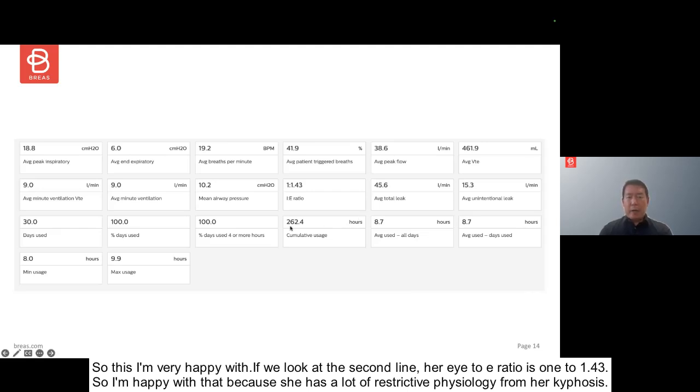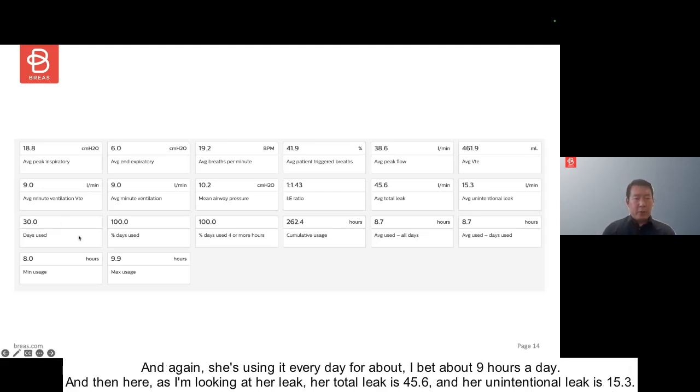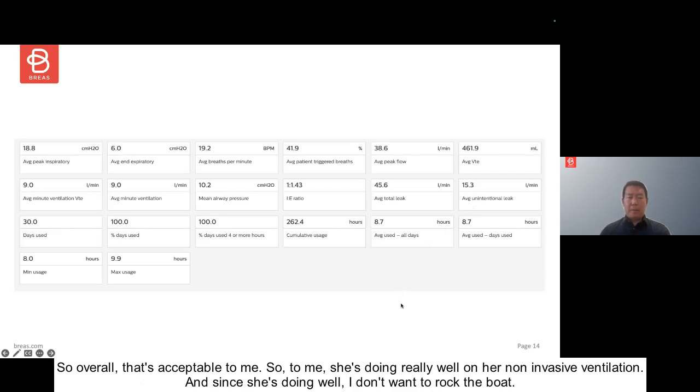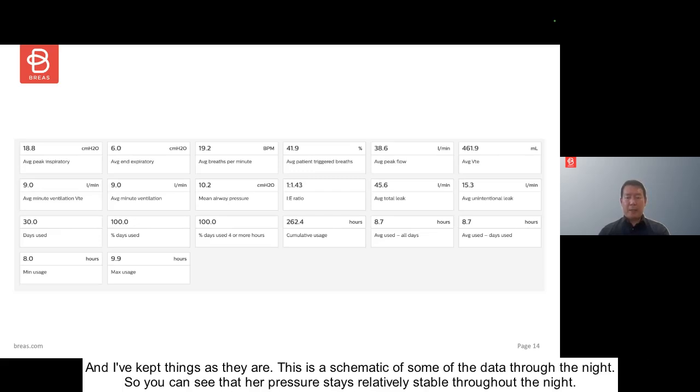If we look at the second line, her I to E ratio is 1 to 1.43. I'm happy with that because she has a lot of restrictive physiology from her kyphosis. And again, she's using it every day for about, I bet, about 9 hours a day. And as I'm looking at her leak, her total leak is 45.6 and her unintentional leak is 15.3. Overall, that's acceptable to me. So to me, she's doing really well on her non-invasive ventilation. And since she's doing well, I don't want to rock the boat, and I've kept things as they are.